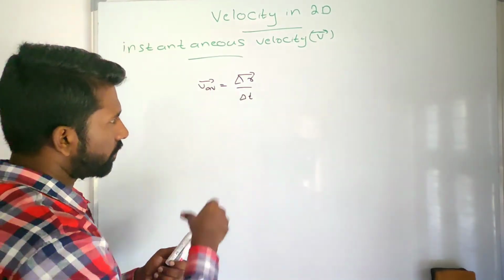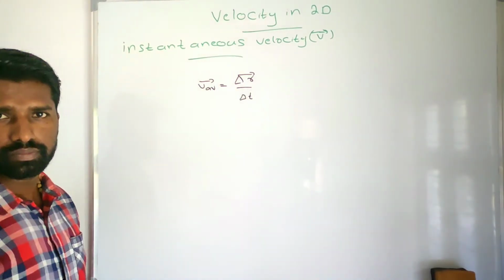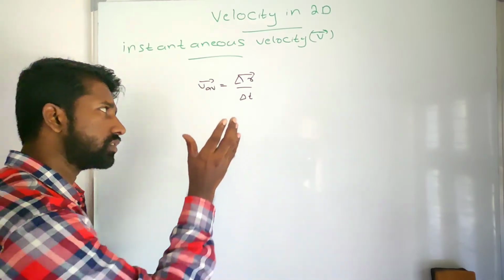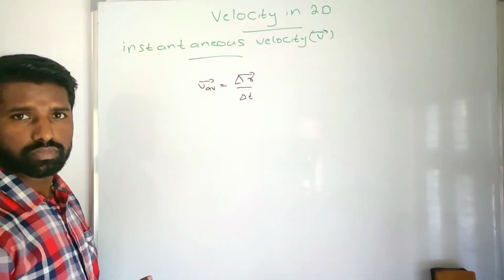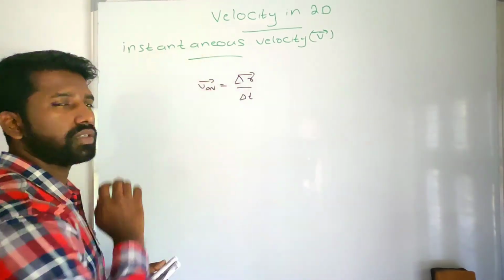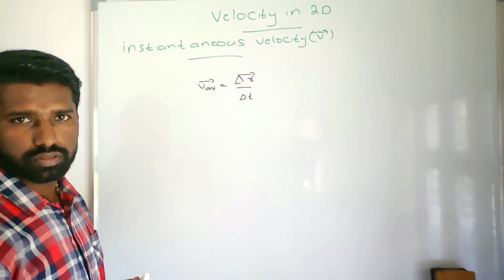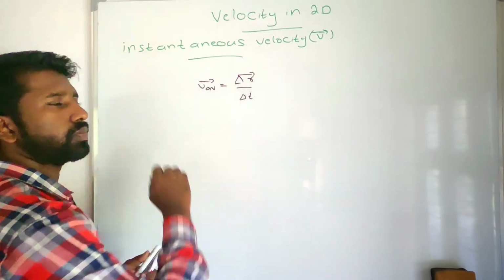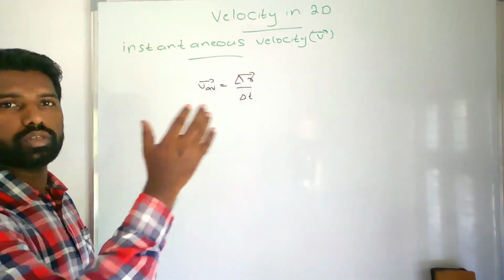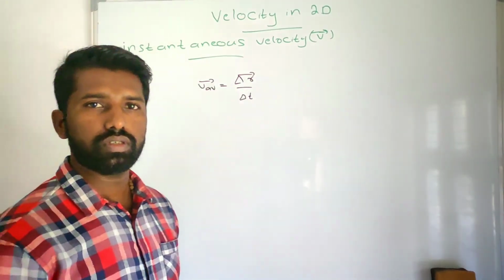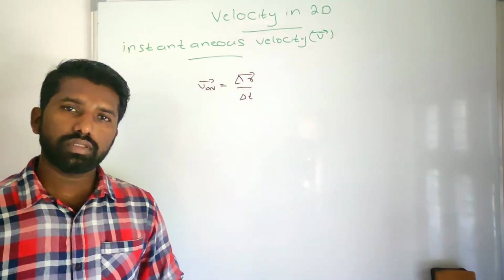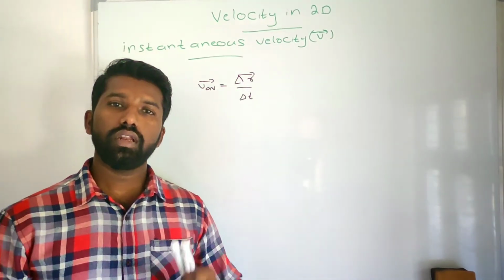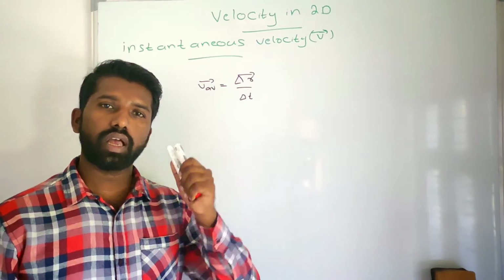Okay, if this delta t, that is the time difference, is very small, what will you get? The velocity at a particular instant. The time difference decreases and becomes very small. The average velocity becomes the instantaneous velocity. So we can consider the instantaneous velocity as the limiting value of average velocity.